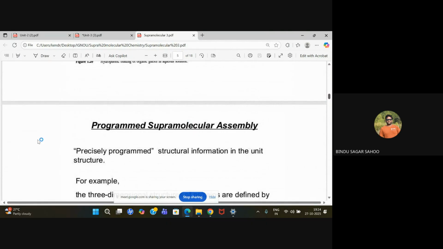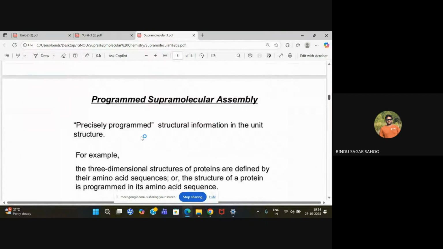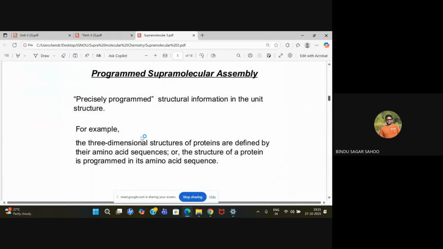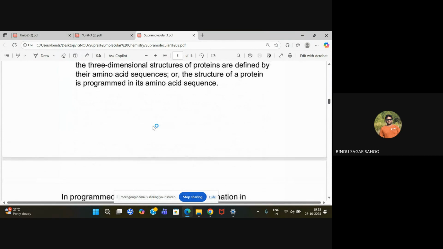So sometimes we can say programmed supramolecular assembly. Programmed supramolecular assembly is particularly defined in artificial DNA synthesis. That means in a systematic manner, we are putting in the amino acids. So if the amino acid sequence changes, definitely the protein structure will change. So you know in DNA particularly, the combination is just like this: adenine can combine with thymine, guanine can combine with cytosine, just like that. So this is just like a program, self-programmed in nature also.